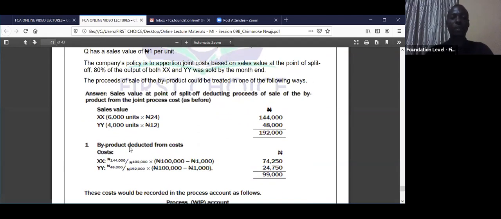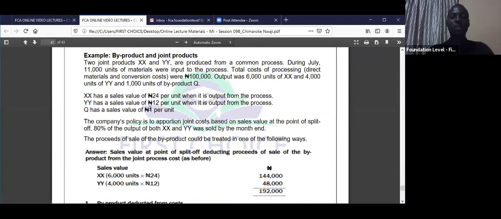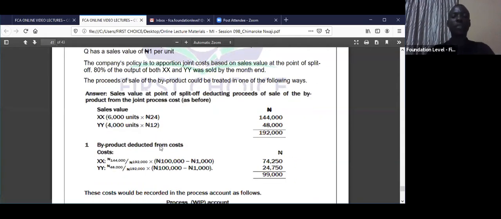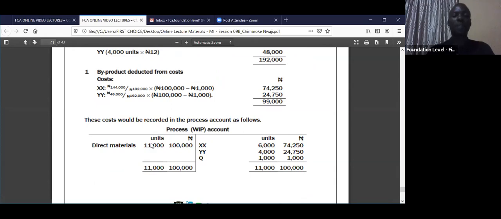So what do we do? You have to deduct the sales value of Q from this 100,000. So if this one has a 1 naira per unit value and it was 1,000 units, it's going to be 1,000 naira. So we are going to say 100,000 minus 1,000. Of course, it's going to be 99,000. So that is what it is here. This is the 99,000 naira. So you are saying this figure divided by the total is the same thing now. So we look at it here as material 11,000 at 100,000, byproducts, which is the Q, X, and Y. They give us the values that we have them to be.